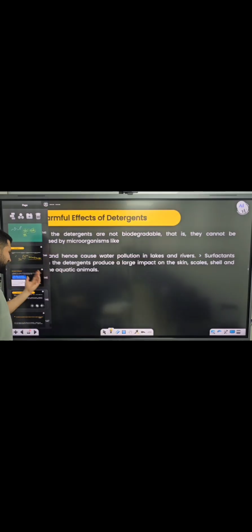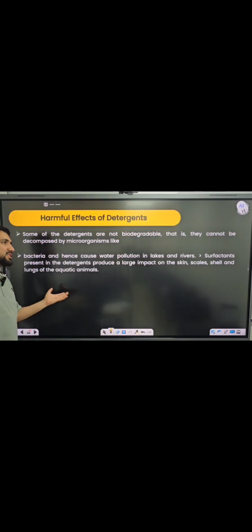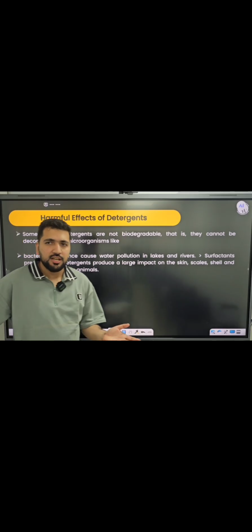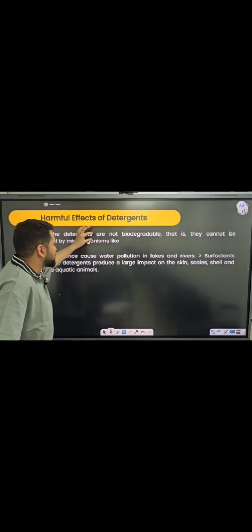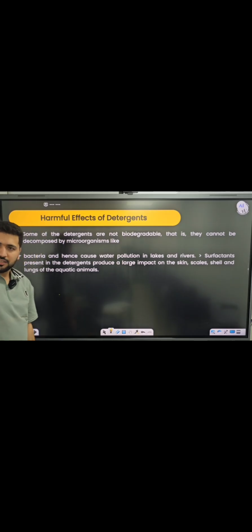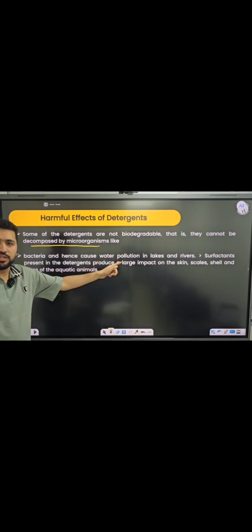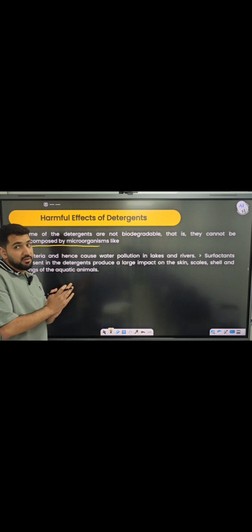Now we are at the end. Detergents do the cleansing action the same way as soaps do. Now there are some harmful effects. Some of the detergents are not biodegradable. They cannot be decomposed by microorganisms like bacteria, and hence cause water pollution. So that's one of the disadvantages, one of the demerits of detergents.